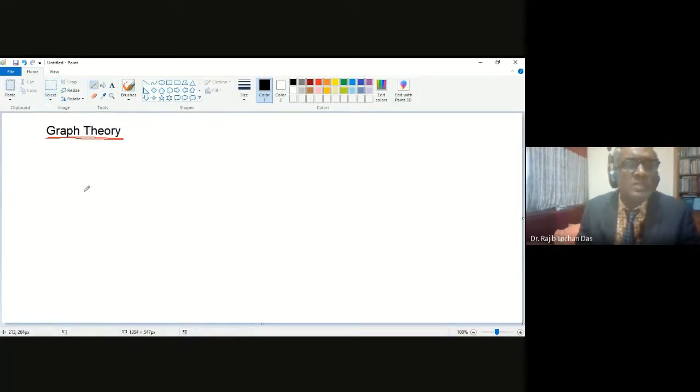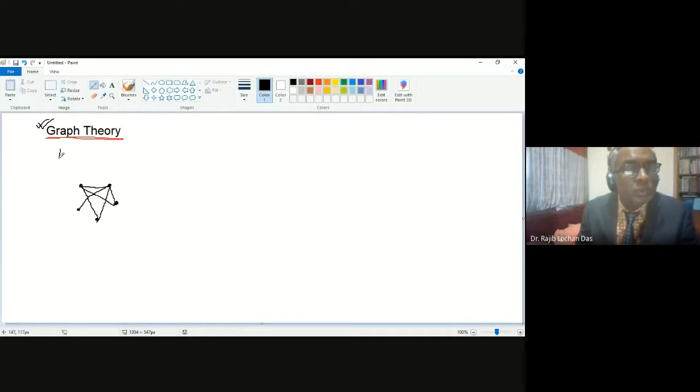What is that graph? Graph is actually the connection, the network of some points. There may be 5 points or 4 points or 7 points, it does not matter. There may be some connections. Which one will be connected to which one is a different thing, but the graph is the network of some points. This is called graph. Graph is a connected structure of some points.